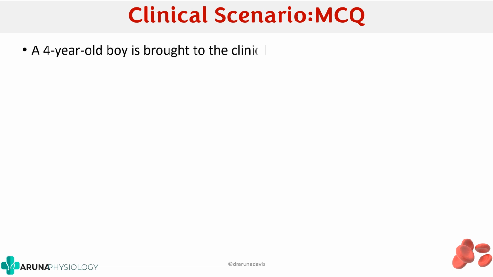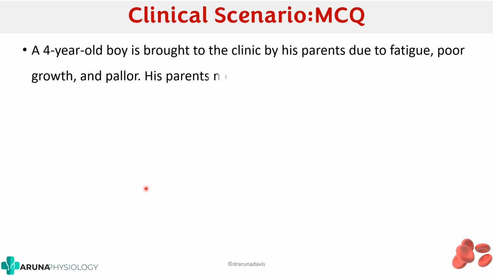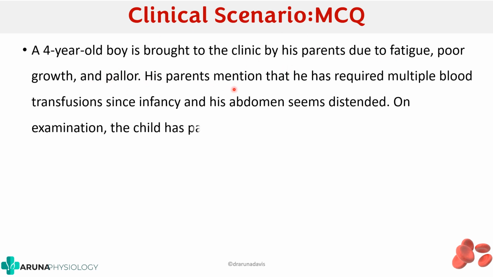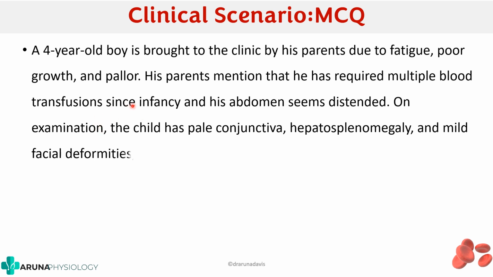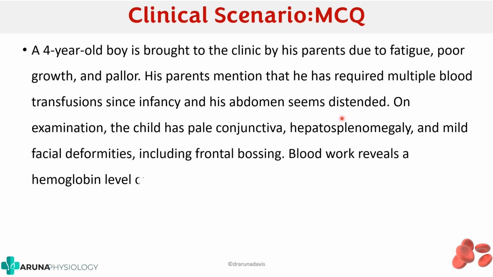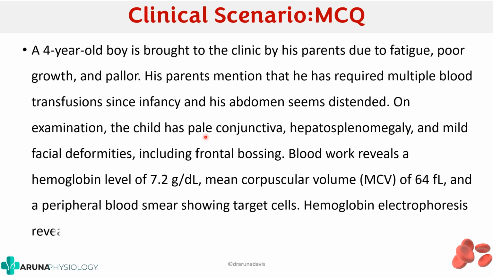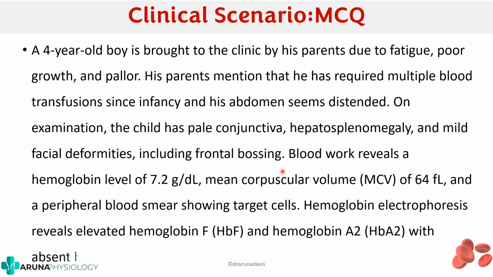Next, we'll see another clinical scenario. Here, a 4-year-old boy is brought to the clinic with his parents due to fatigue, poor growth and pallor. His parents mentioned that he has required multiple blood transfusions since infancy and his abdomen seemed distended. On examination, the child has pale conjunctiva, hepatosplenomegaly, and mild facial deformities including frontal bossing. The blood work reveals a low hemoglobin, low mean corpuscular volume, and a peripheral blood smear showing target cells. Hemoglobin electrophoresis reveals elevated hemoglobin F and hemoglobin A2 with absent hemoglobin A. So what could be the diagnosis?